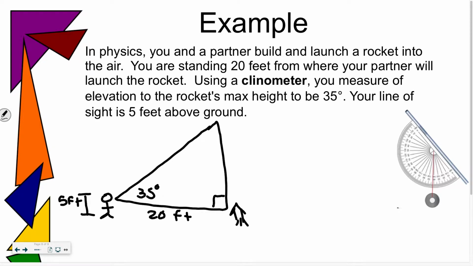But then I'm using my clinometer to follow that rocket up to its max height. The rocket's going to start on the ground. So when I calculate height, I'm calculating the height from my line of sight through the clinometer. I'll have to add that 5 feet onto the actual height of the rocket. So we could call that other side height. That's fine. But if it's an issue with your line of sight, you have to add the line of sight at the end.